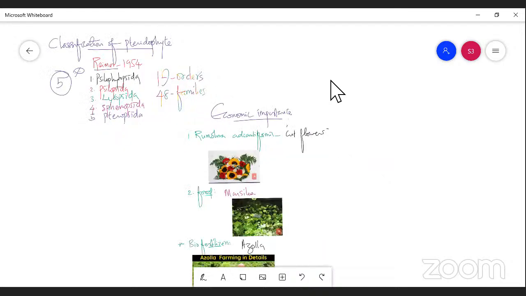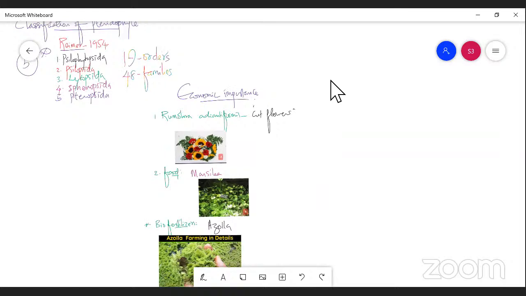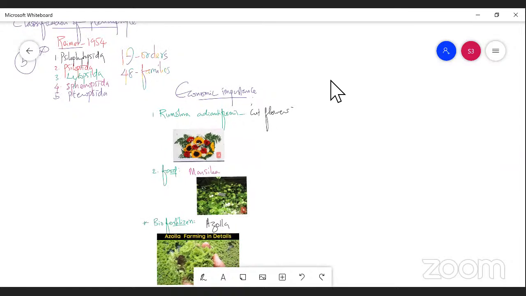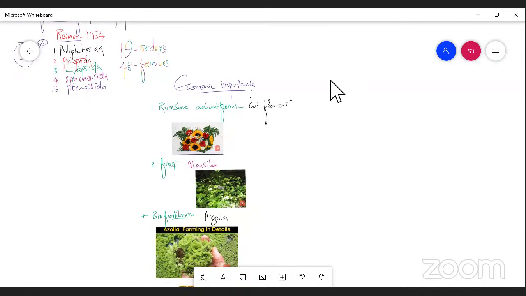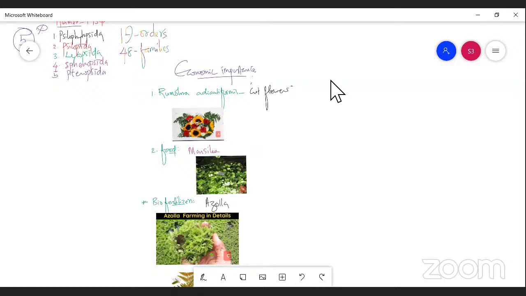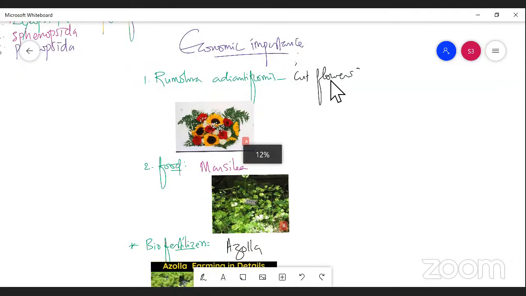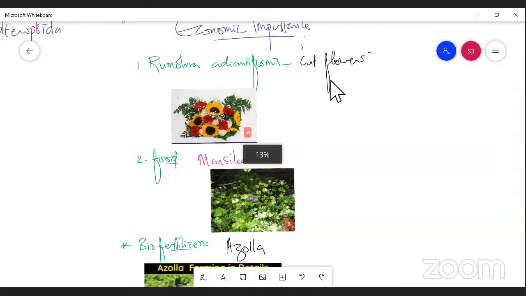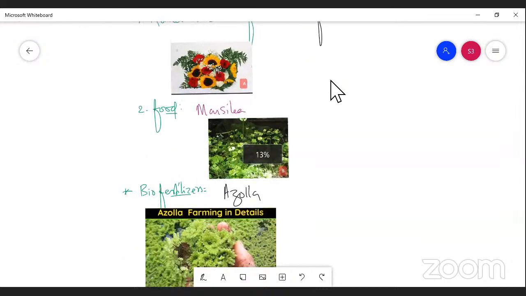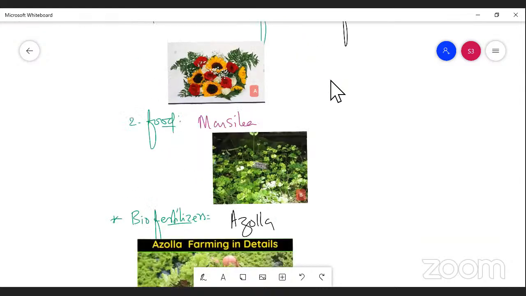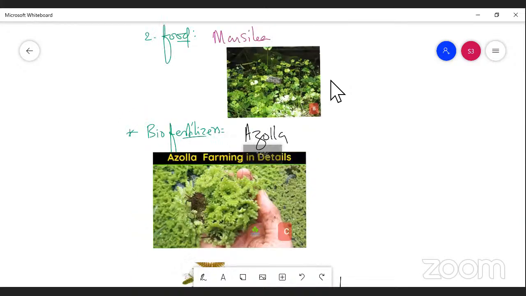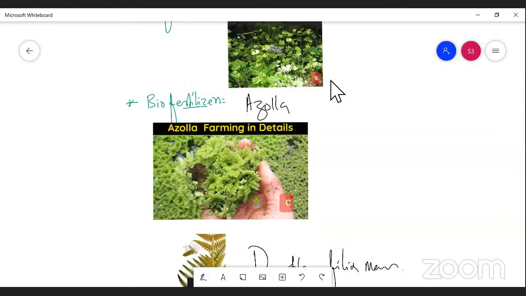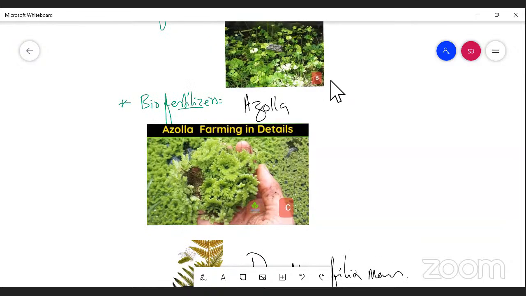Yes, sir. Did you understand about the economic importance of pteridophytes? Equisetum. Mostly the leaves of these plants are used for making cookies, right? Okay, okay, sir. Marsilea, Azolla. They are named as biofertilizers of pteridophytes. Azolla, sir. Thank you.